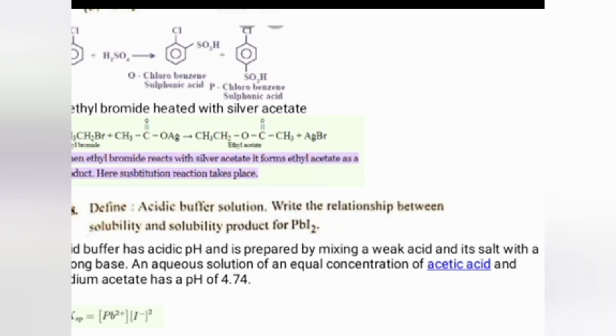Define acidic buffer. Write the relationship between solubility product and solubility, that is Ksp for PbI2. An acidic buffer has an acidic pH and it is prepared by mixing a weak acid and its salt with a strong base. For example, an aqueous solution of acetic acid and sodium acetate has pH 4.74. Generally we use this acidic buffer to standardize the solution in acidic medium with the help of a pH electrode. So Ksp for PbI2 is the Pb 2+ ion concentration times the I minus concentration raised to the power 2.